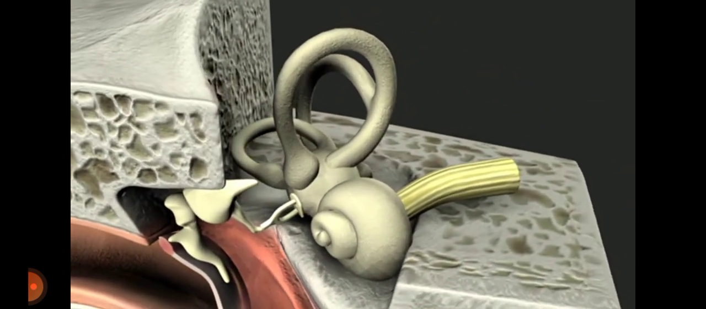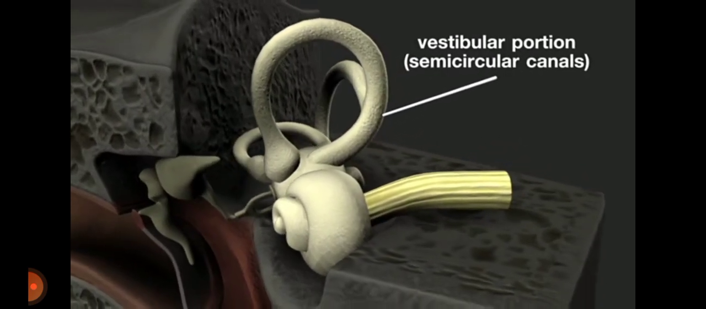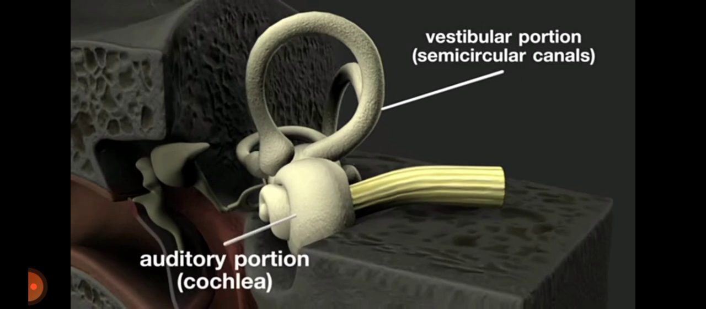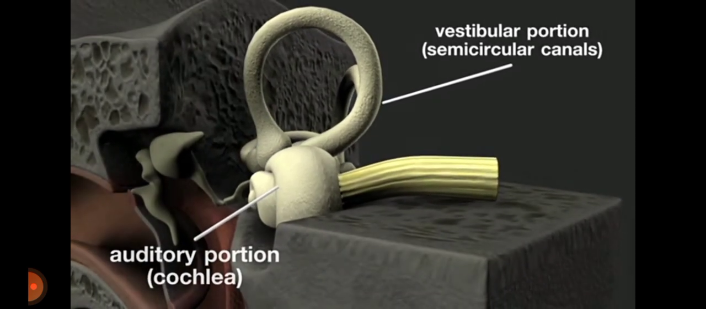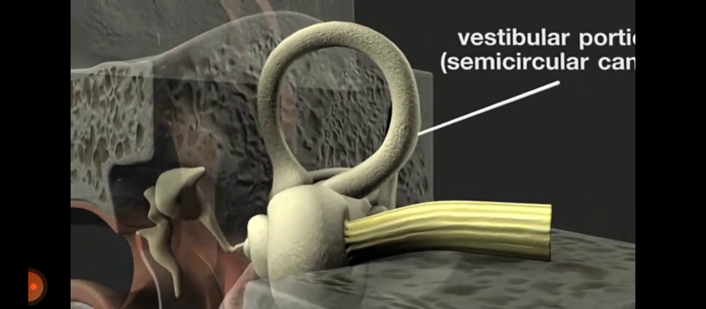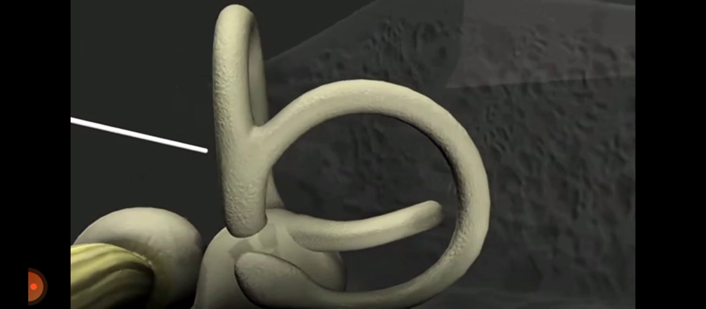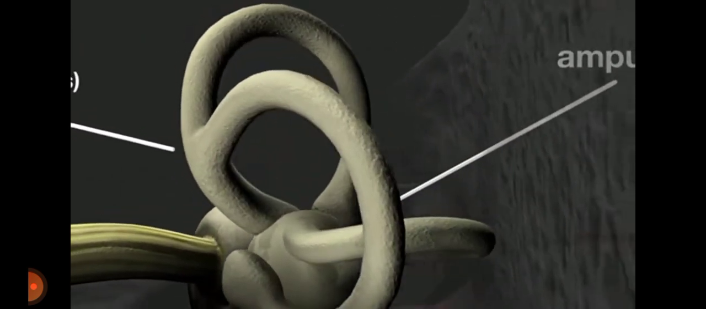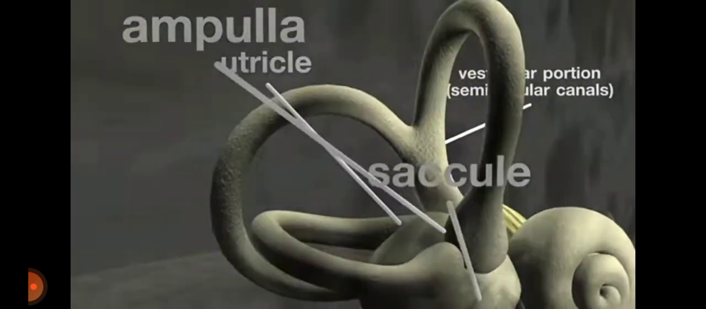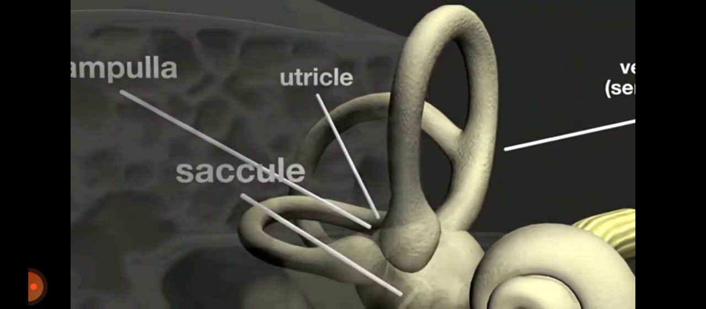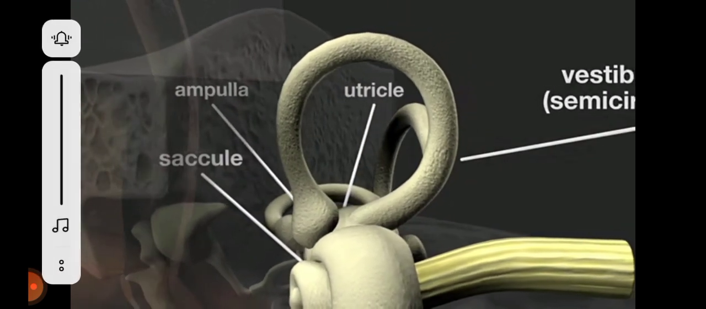The inner ear has 2 distinct portions, the vestibular portion, concerned with balance, and the auditory portion, the cochlea, which is concerned with hearing. The vestibular portion is made up of 3 semicircular canals. Each canal has a swelling at one end, the ampulla, and 2 membranous sacs, the utricle and the saccule. These contain fluid and sensory cells, which move in response to head movements and travel to indicate the body's status.